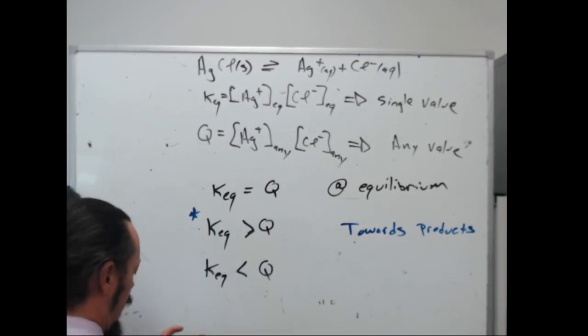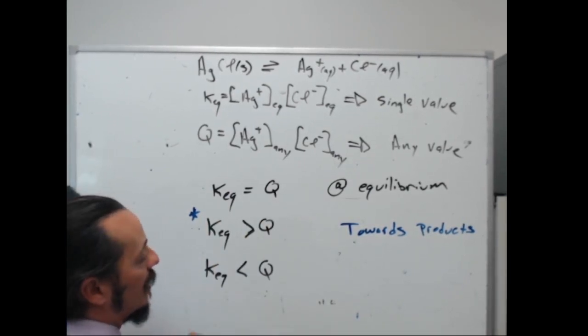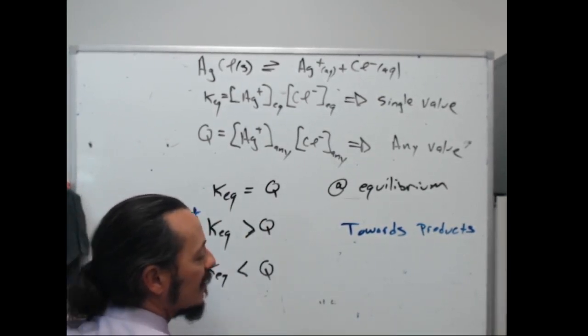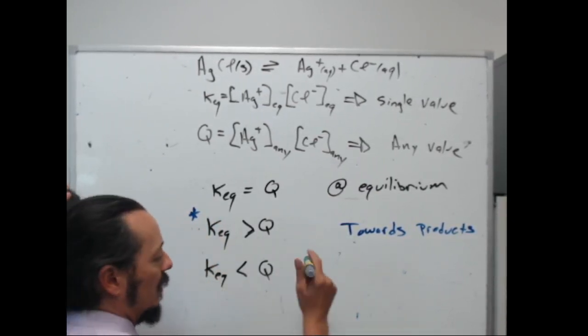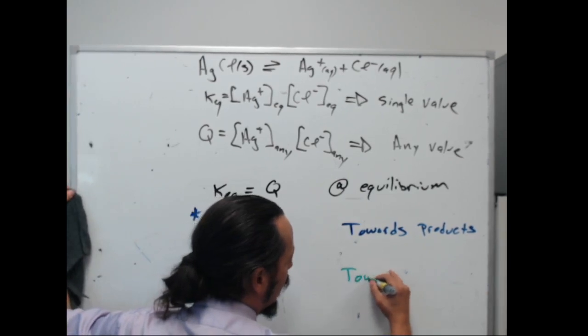This situation where KEQ is less than Q is a weird situation that we're going to actually deal with more often this quarter. And we're going to have a trick for dealing with it.